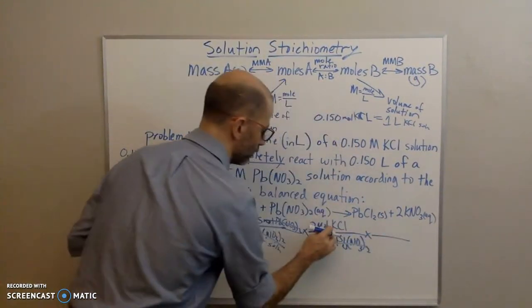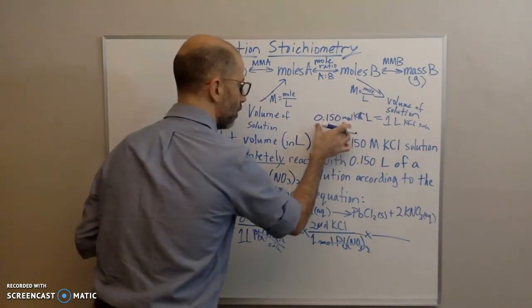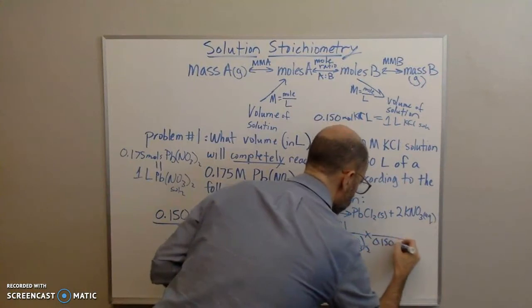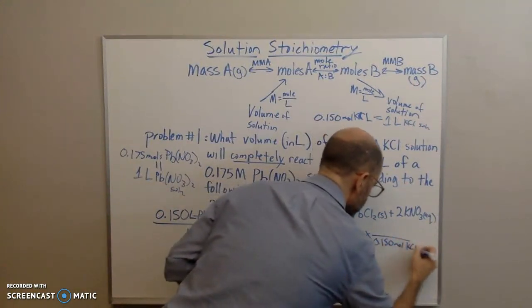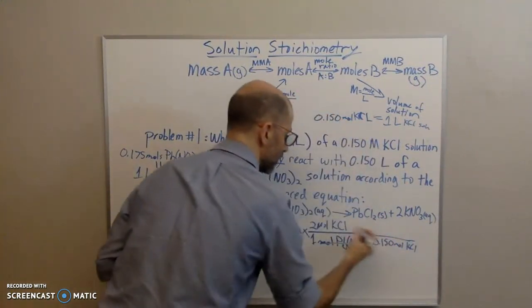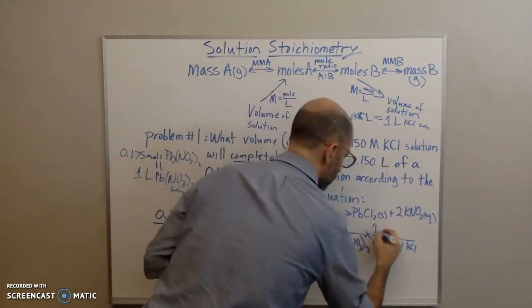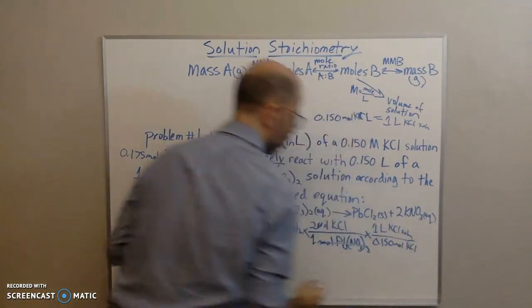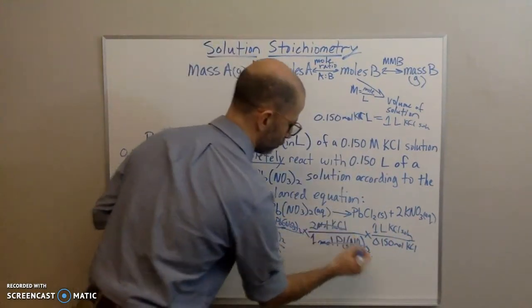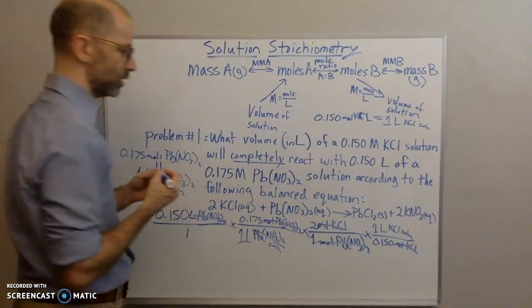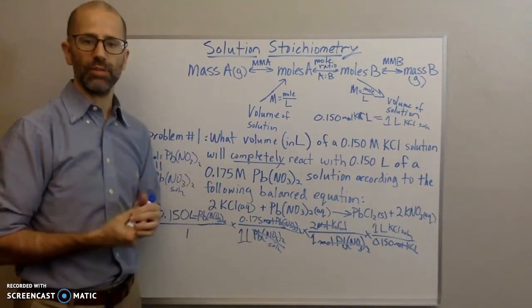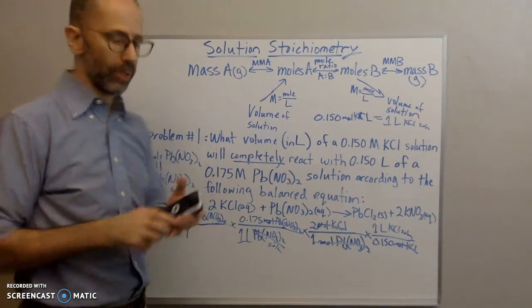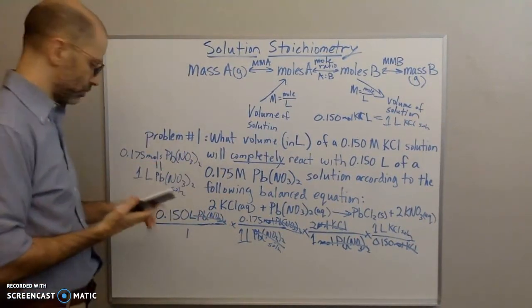So I have moles of KCl on top, so the 0.150 moles of KCl goes on the bottom to cancel out, and the 1 liter of KCl solution goes on the top. So now moles of KCl cancel out. I have my liters of KCl solution. So now all I need to do is calculate.